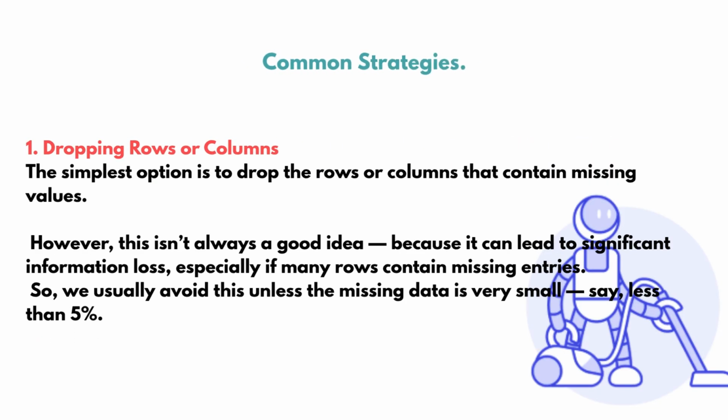Common strategies. 1. Dropping rows or columns. The simplest option is to drop the rows or columns that contain missing values. However, this isn't always a good idea, because it can lead to significant information loss, especially if many rows contain missing entries. So we usually avoid this unless the missing data is very small, say, less than 5%.